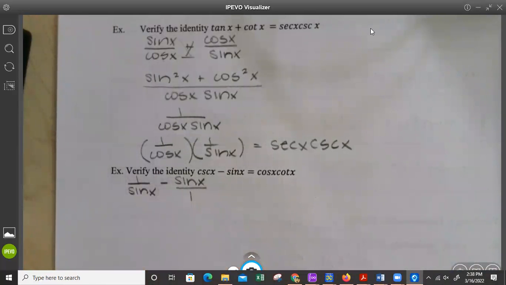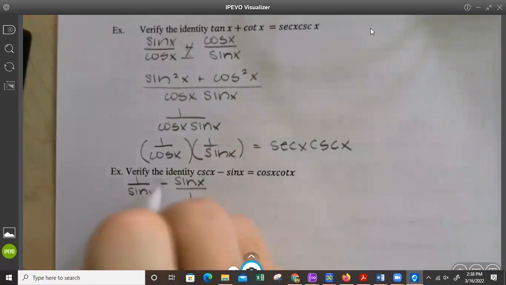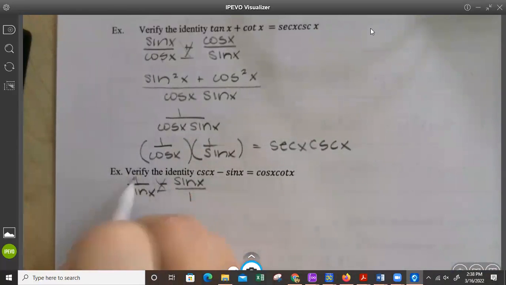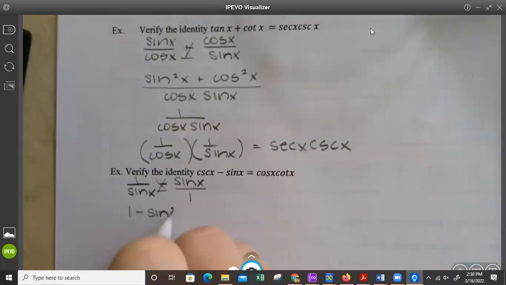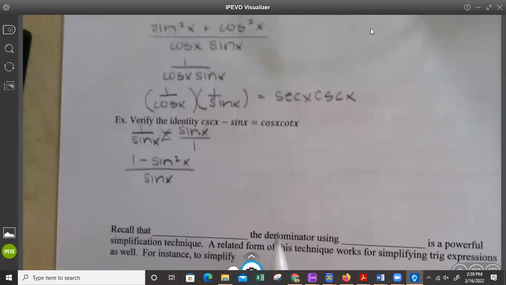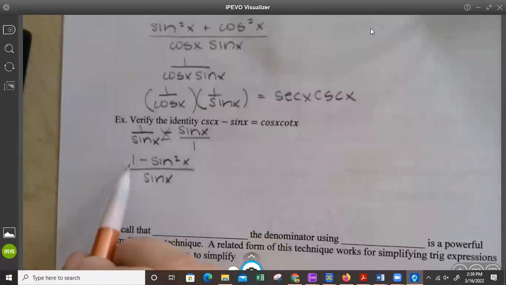How do I get a common denominator to push them together? Cross multiply, right? 1 times 1 is 1, minus sine times sine is sine squared. On the bottom, what am I going to have? Just sine x. You see anything happening? Which one's the hard part?